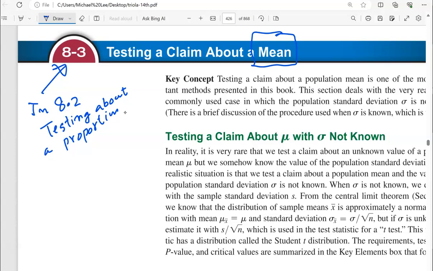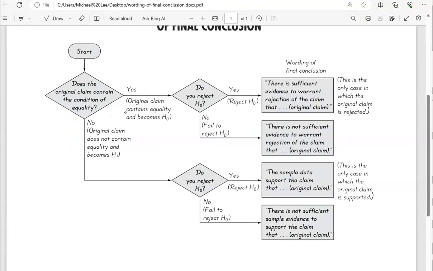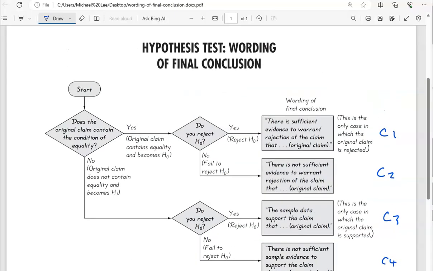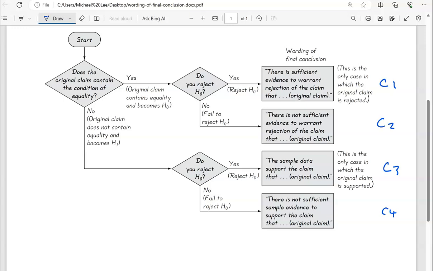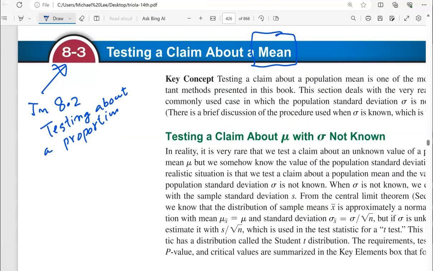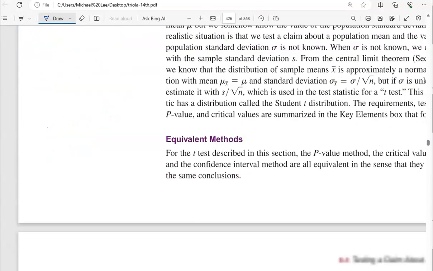And like last time, we're going to use this wording of conclusion. We call this a case. Remember this one? The first box is case 1, case 2, case 3, case 4. So we're going to use this procedure to find which case we will end up in. So now let's look at testing a claim.